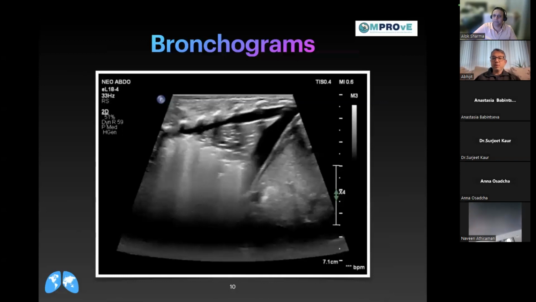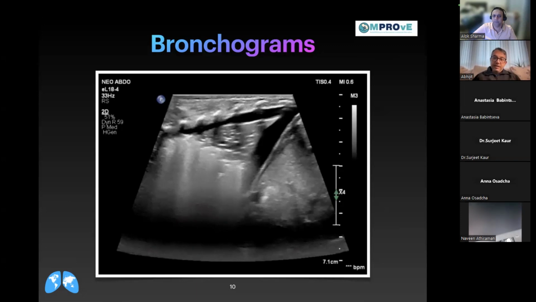Right. Bronchograms. So what are bronchograms? When you do a chest X-ray, you see air bronchograms. Surprisingly, it's lung, and you have air in the lung, so you see air bronchograms. When you do a lung ultrasound in pneumonia, you see something called air fluid bronchograms. And we like to differentiate sometimes between static bronchograms and dynamic bronchograms. We'll see that in the upcoming slides.